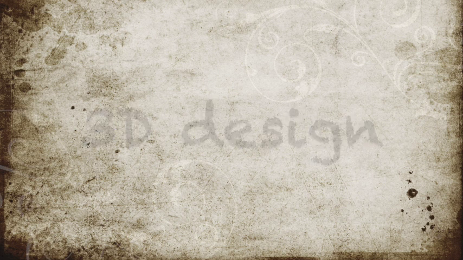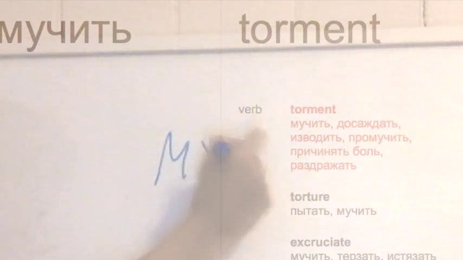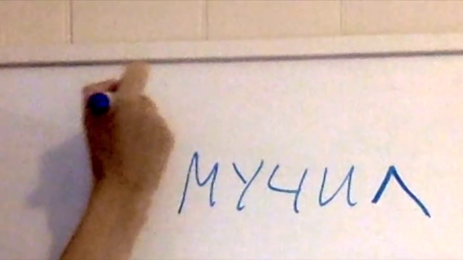Let's take the verb мучить. Мучить. Torment, obsess, torture. Let's make it into past tense and masculine gender. Мучил. We can go further. We can make it perfective.